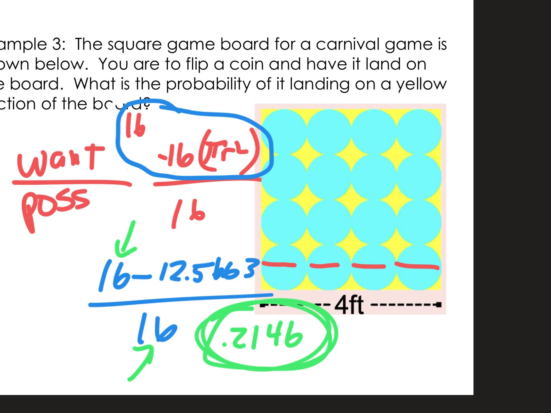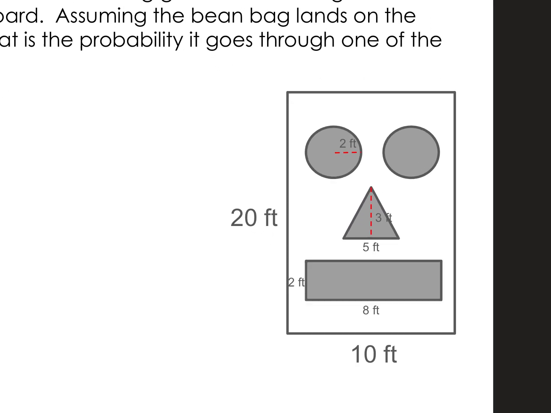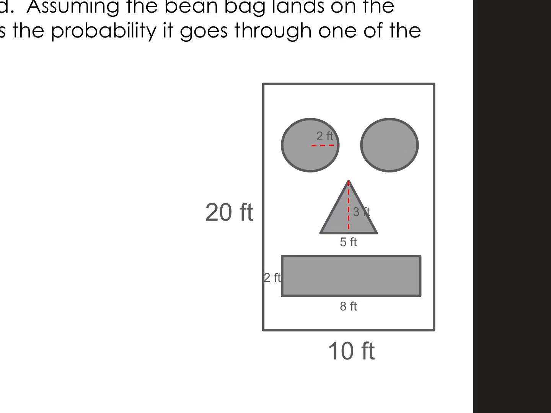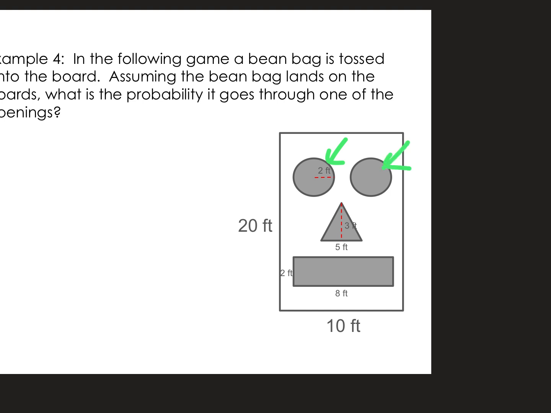All right. I think you got the idea. I'm not going to even do this last one. I think you'd have the idea. You'd take what you want over what's possible, which is add up all of these different shapes and put that on top. And what's possible is super easy. 20 times 10 is 200. But adding up all those things on the top would just be the long part.